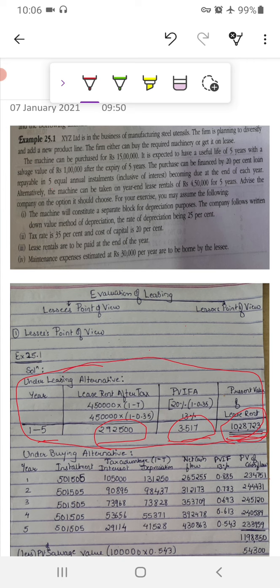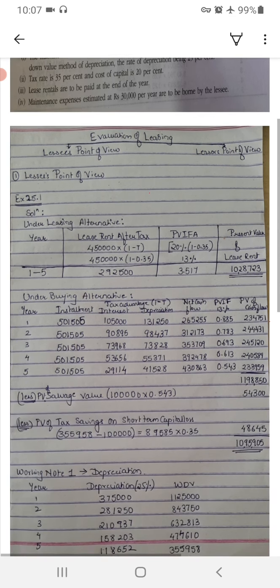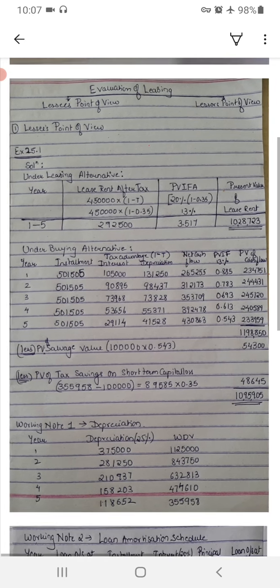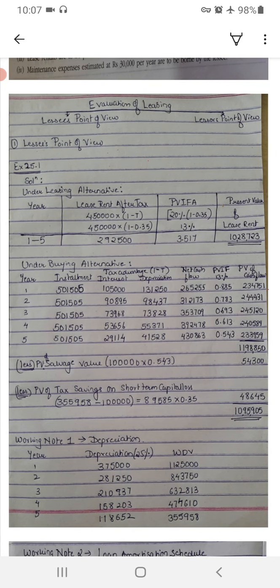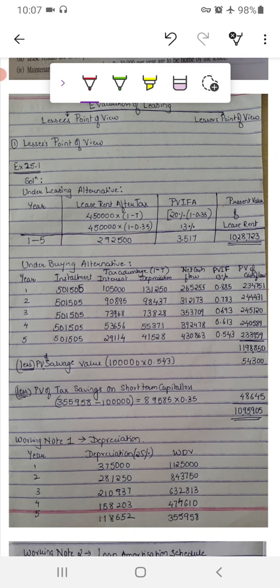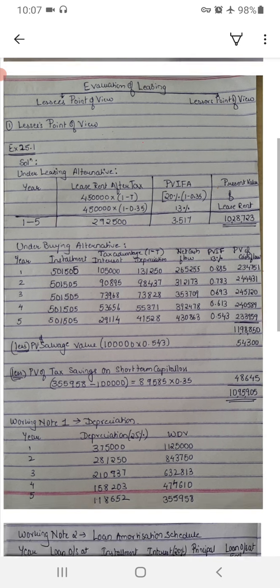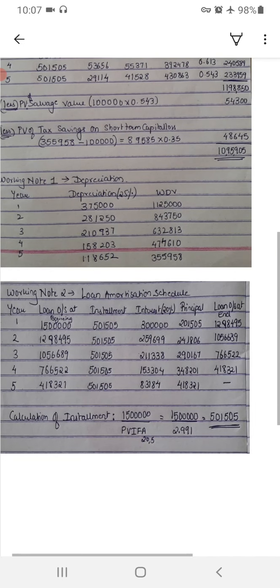So this is the calculation for leasing. Okay, I hope you are clear with this calculation. Next, let us go ahead with calculation of under buying alternative. Okay, so under buying alternative, first of all, when you buy, you are buying it by taking a loan. So the first thing that you need to calculate is how much is the installment. So the calculation of installment, I have put it over here.